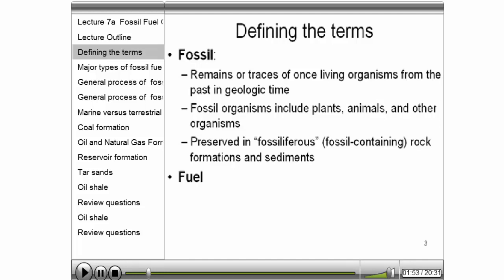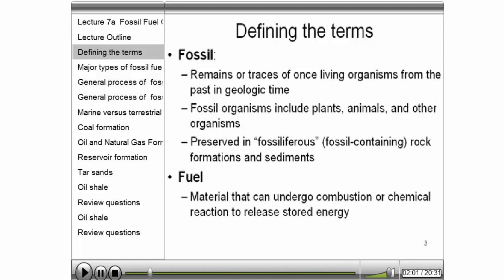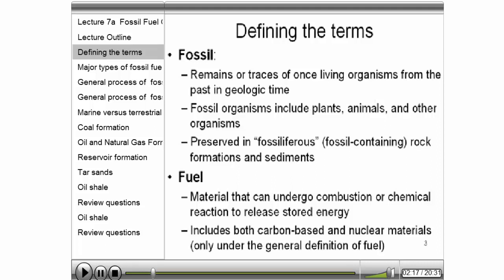Fuel, on the other hand, you should write down a definition for. Okay? That's as a general term, not specifically referring to fossil fuels, but fuels in general are any material that can undergo some sort of a chemical reaction or a combustion reaction to release the stored potential energy within the material. In the general sense, we're referring to both carbon-based compounds and also nuclear materials, but that's only under the general use of the term, not specifically with fossils or fossil materials.